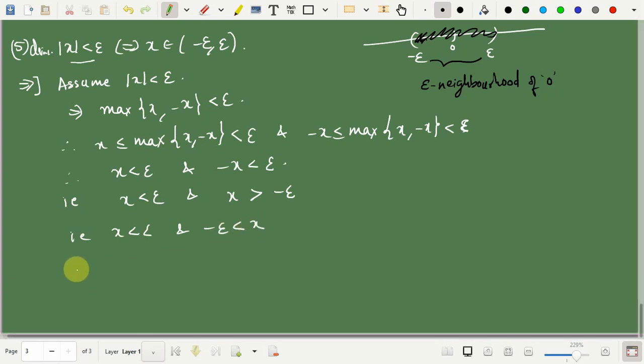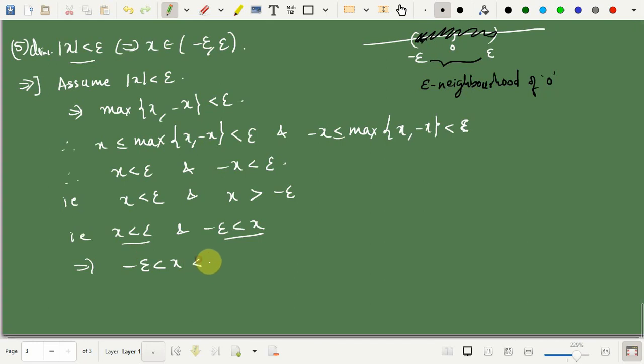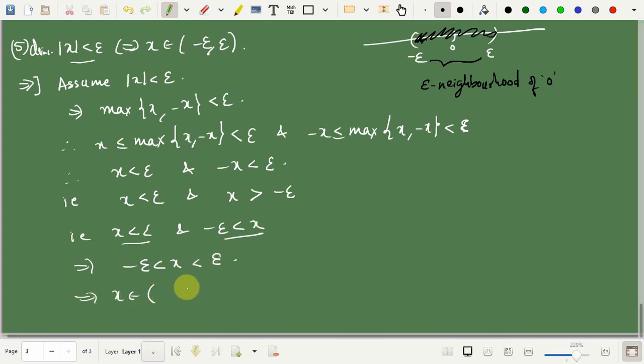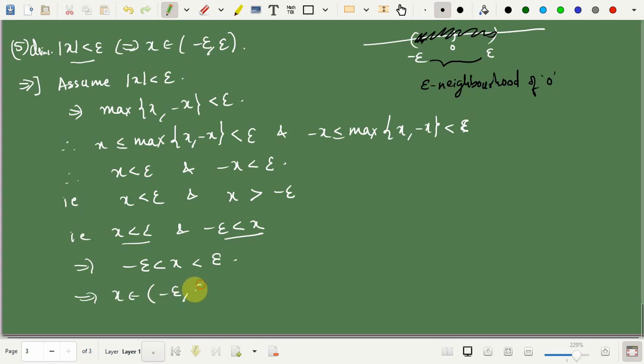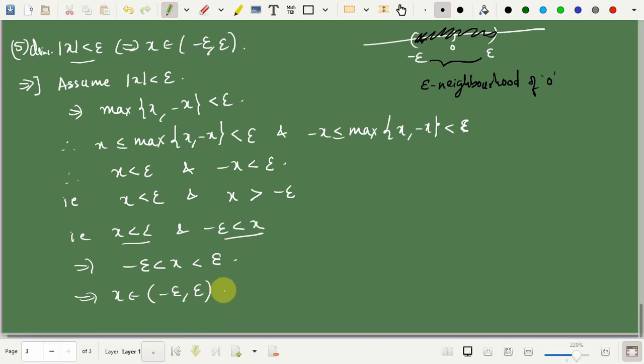So now, if I start from here, I need to preserve the inequality. I have minus epsilon is less than x, and this is exactly the law of transitivity, and x is less than epsilon; the only thing is you need to write down this first and this second. So I have skipped that step. So that is the same as saying x belongs to, by the definition of interval, (minus epsilon, epsilon). So that's the first part.